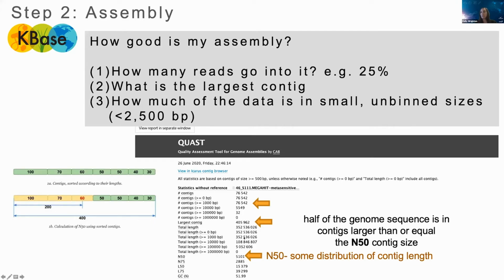Personally, I like to use the histogram here. I like to know that I have a lot of contigs above 10K.